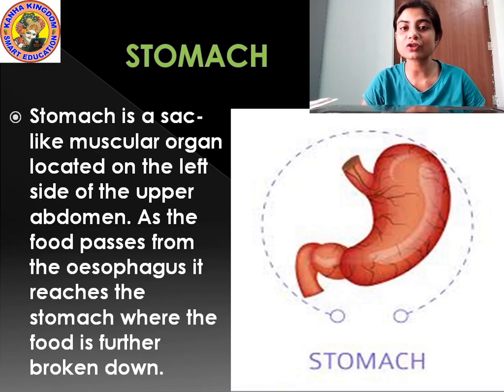Can you see the picture of the stomach? It is a sac-like structure and it is located on the left side of the upper abdomen. That means below your chest. And the food that we eat that passes through the food pipe gets stored in the stomach, where the food is further broken down into small pieces. Understood?